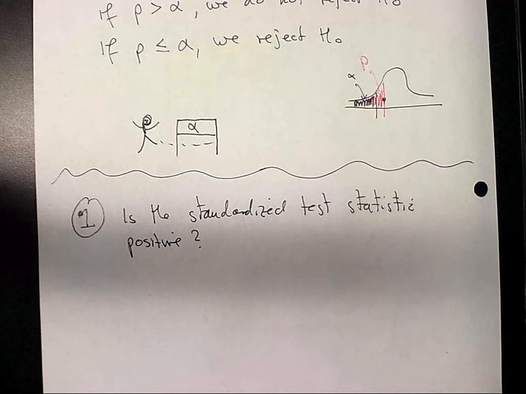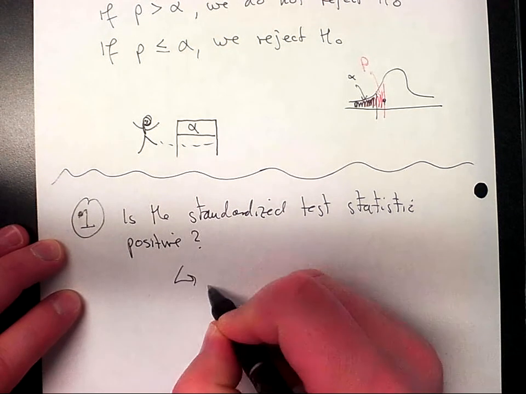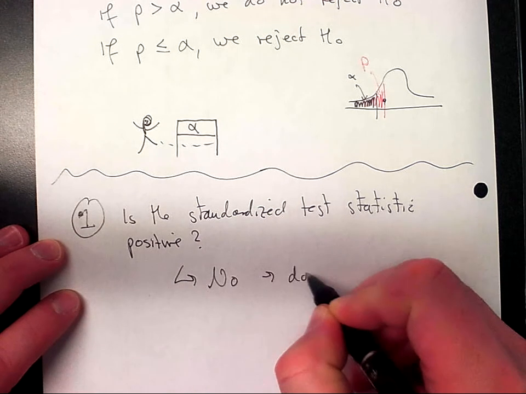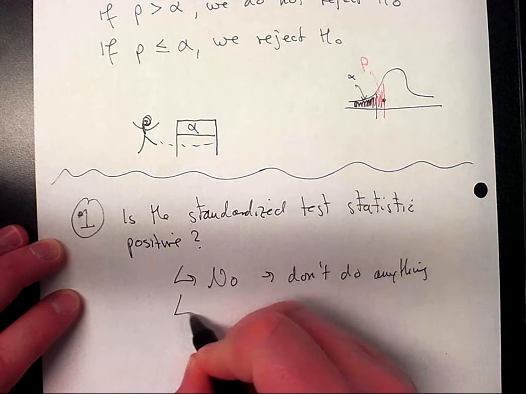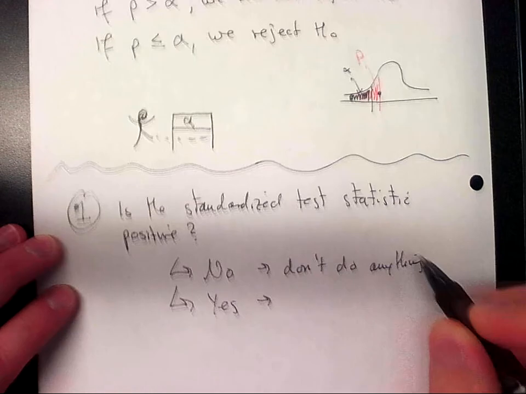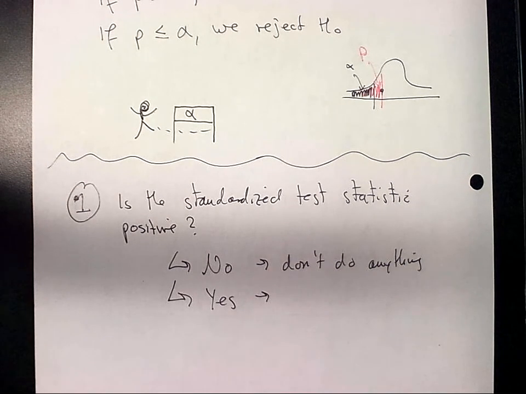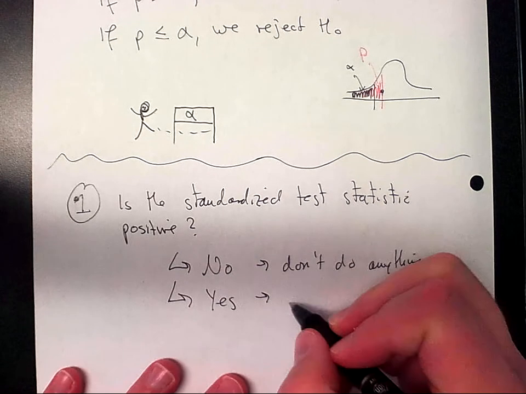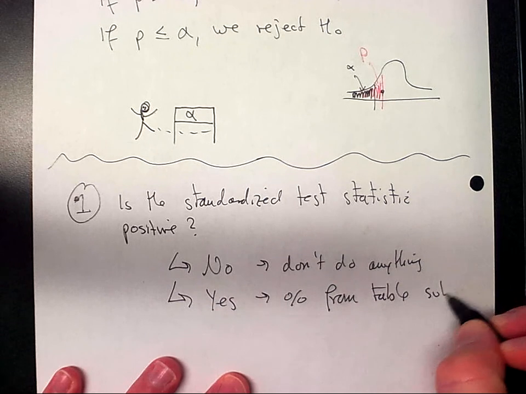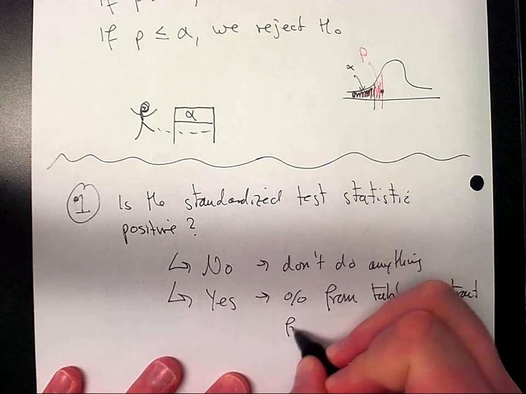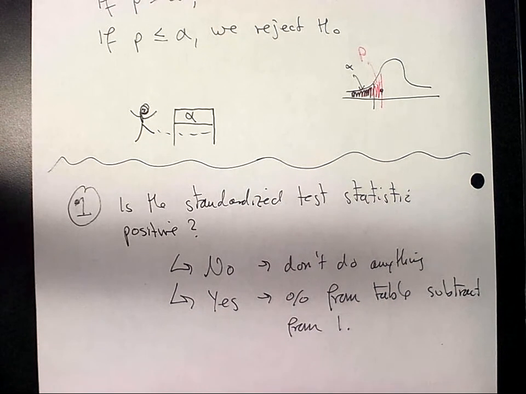What's our standardized test statistic equal to? Negative 1.55. So is the standardized test statistic positive? No, it's not. If you say no to this, then you don't have to do anything. However, if you answer yes to this, then the percentage that you look up in the table, you're going to subtract that from 1. So the percentage from the table, subtract from 1.